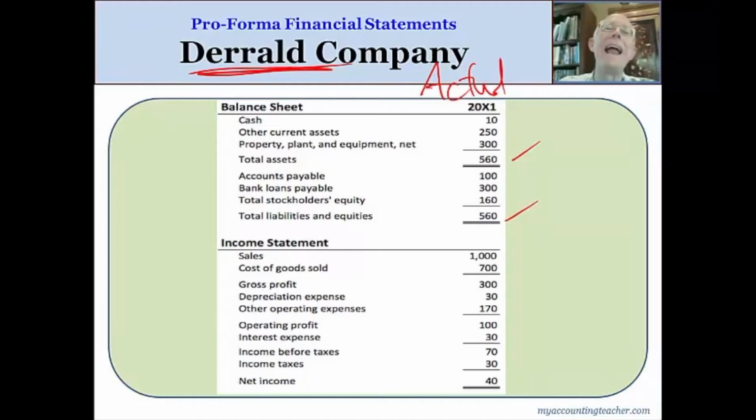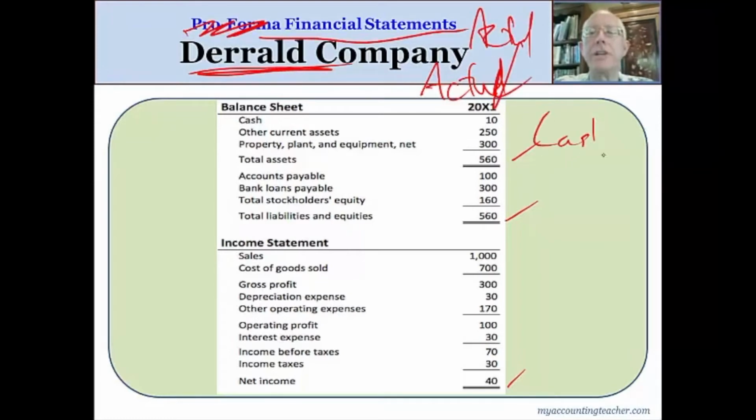The income statement last year, so this already happened, net income was 40,000. So these are the financial statements that happened last year. These are not pro forma financial statements. These financial statements are actual financial statements from last year. This is last year, so this is our base.